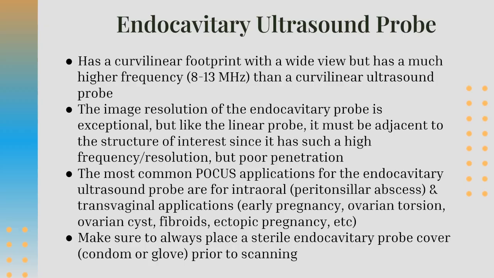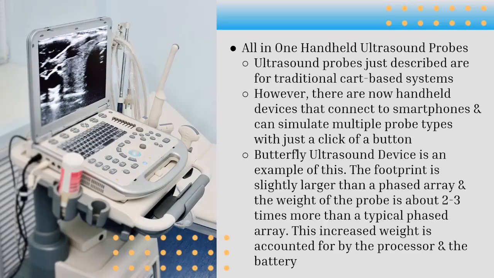The most common point-of-care ultrasound application for the endocavitary ultrasound probe are for intraoral peritonsillar abscess and transvaginal applications, early pregnancy, ovarian torsion, ovarian cysts, fibroids, and ectopic pregnancy, etc. Make sure to always place a sterile endocavitary probe cover, condom, or glove prior to scanning.